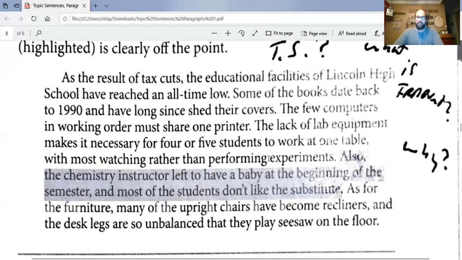But then we see this highlighted sentence: the chemistry instructor left to have a baby at the beginning of the semester, and most students don't like to substitute. At no point does that relate to the tax cuts at Lincoln High School. Sometimes that's what you do, you have these digressions, and you just have to not include them. One paragraph, one idea, no matter what. Always remember that. One paragraph, one idea.